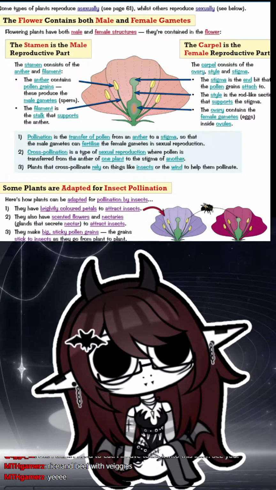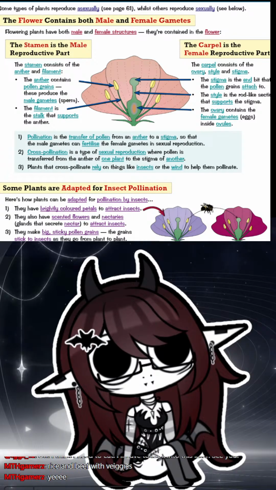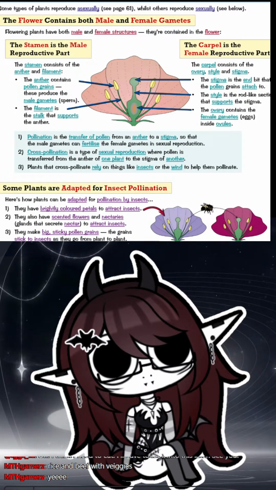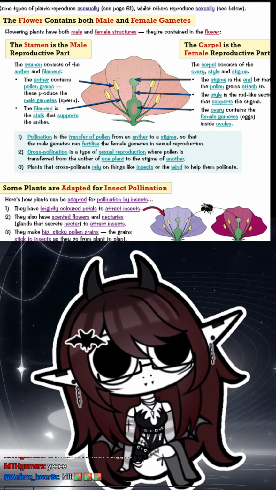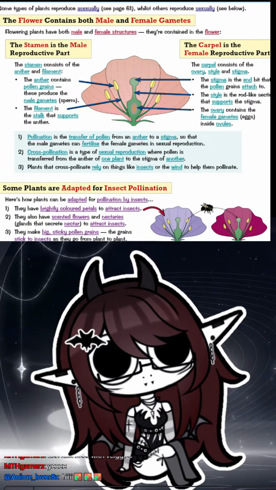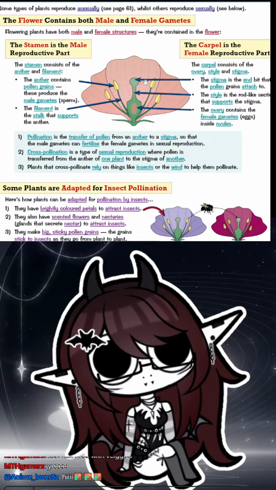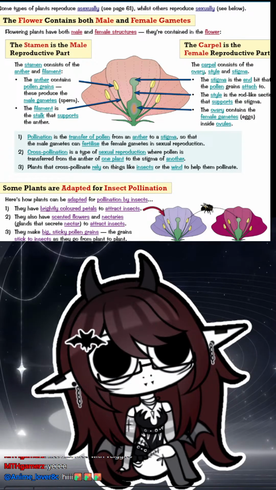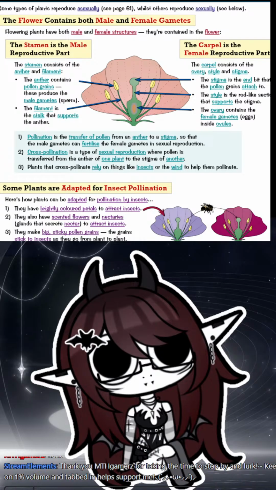Now, the carpel is the female reproductive part. The carpel consists of the ovary, style, and stigma. The stigma is the end bit that the pollen grains attach to. The style is the rod-like section that supports the stigma, very much like the filament. It just keeps it up and supports it. The ovary contains the female gametes, eggs inside ovules.